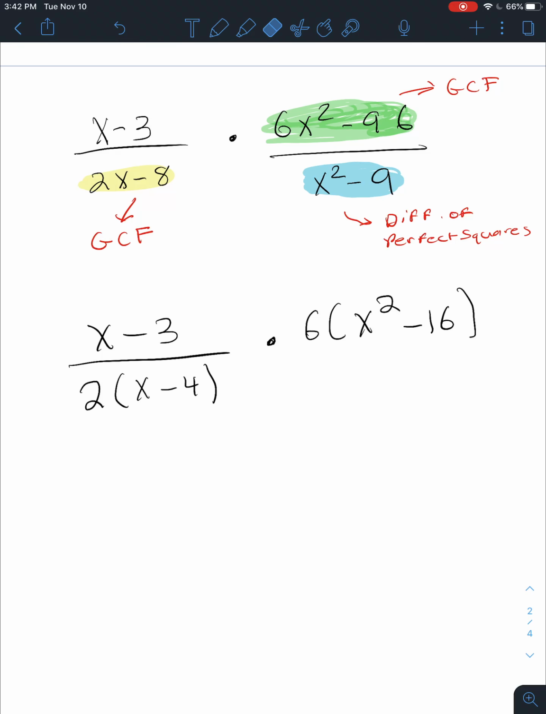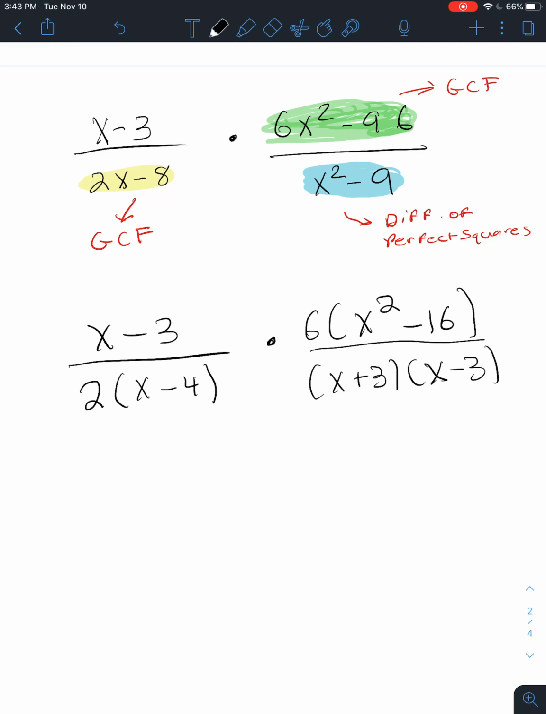And then on the bottom, when we have a difference of squares, the question that I'm asking is, what two numbers multiply to negative 9 and add to 0? Well, they both have to be the same number and opposite signs. So that's why we're going to get x plus 3 and x minus 3.